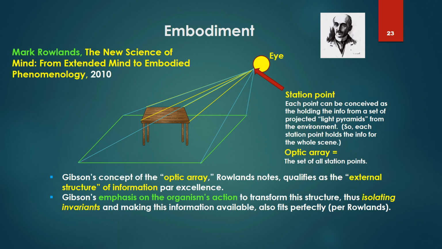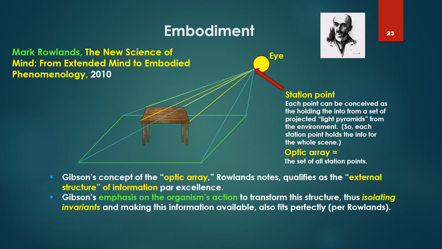And the optic array is the set of all station points, or the ordered set of all possible station points that that eye can sample. As that eye moves, again, we're a little better at dynamics here, if that eye moved forward, one could imagine all those four-sided pyramids moving forwards and backwards as well. So that's the optic array.